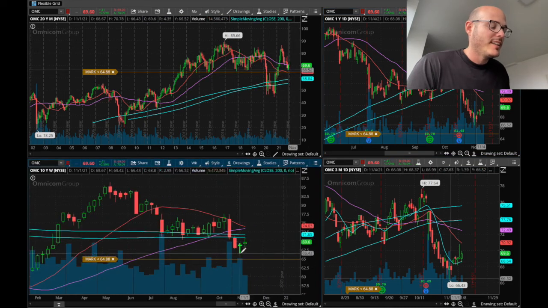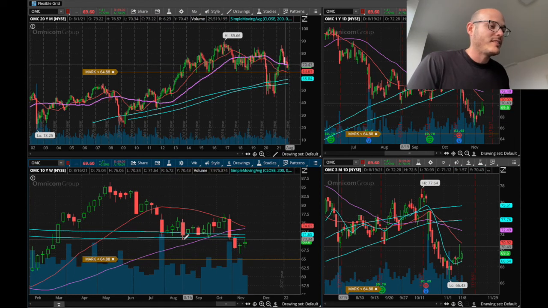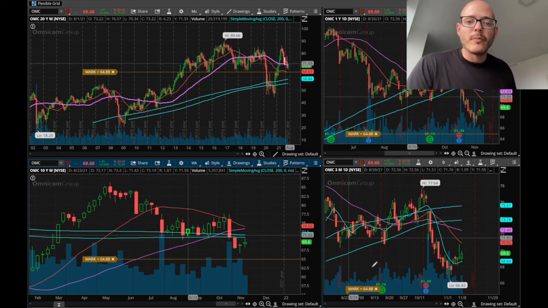If you see here, this is a weekly chart, and you can see the big bottoming tail. A big bottoming tail indicates that this was once a big red candle, but buyers stepped up and took it higher. So that's something that I like to see there. So this is why I think Omnicom is a good company that you should definitely research.